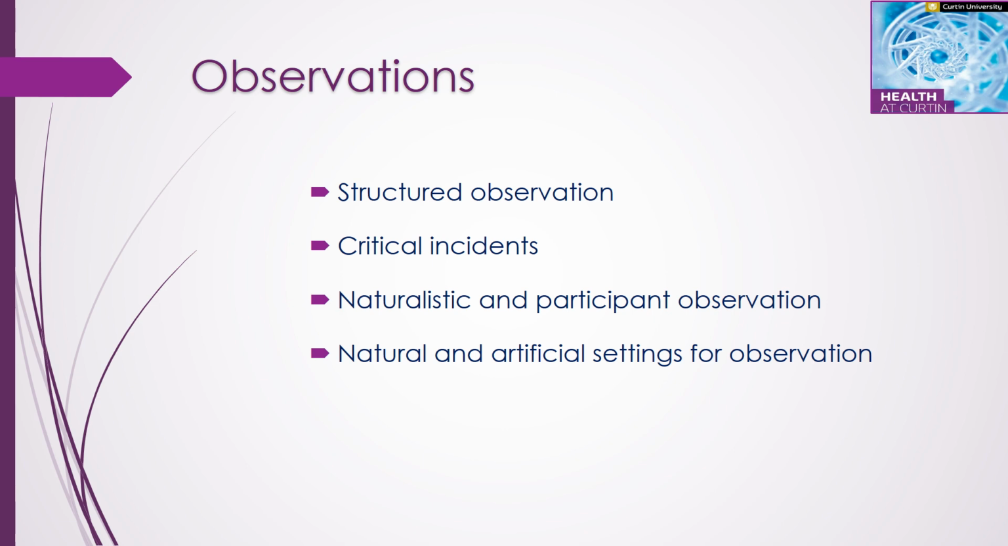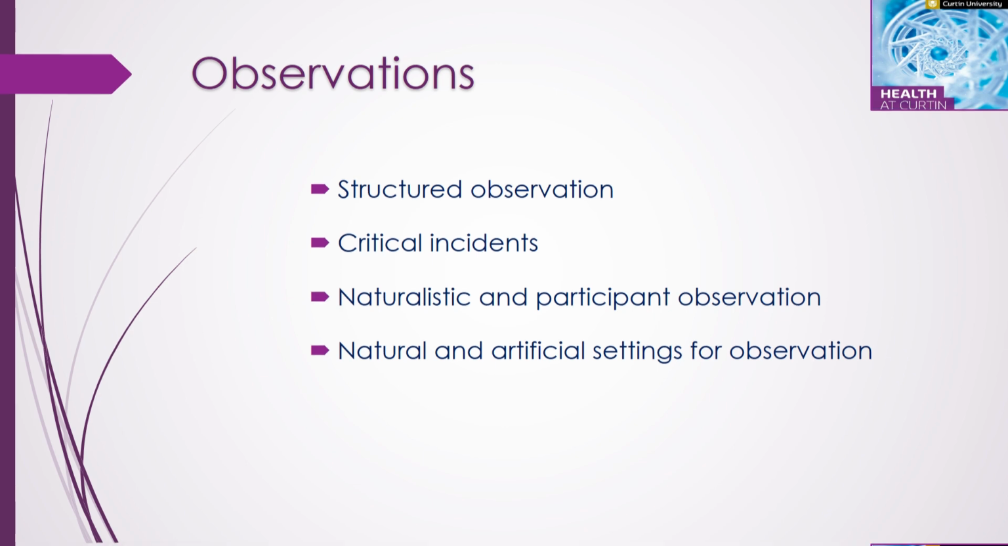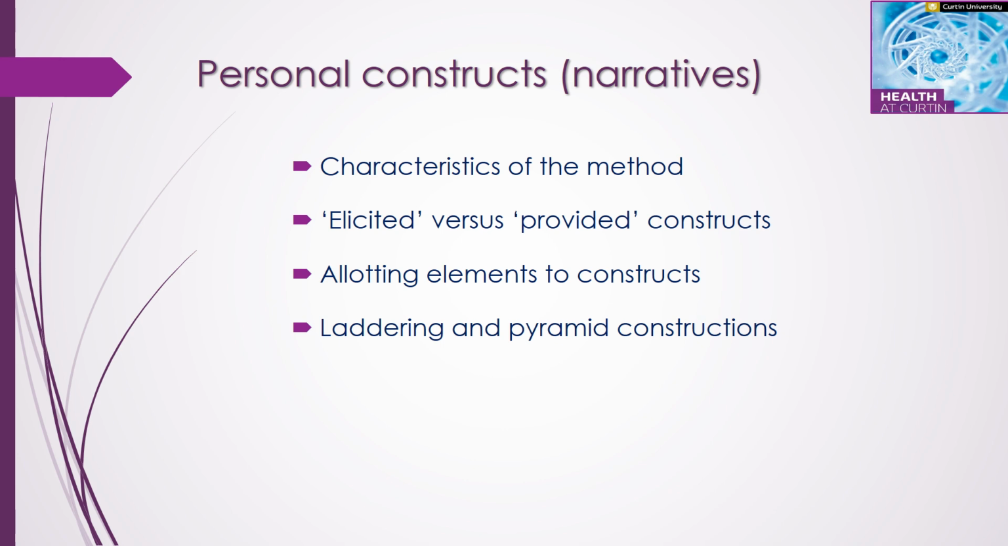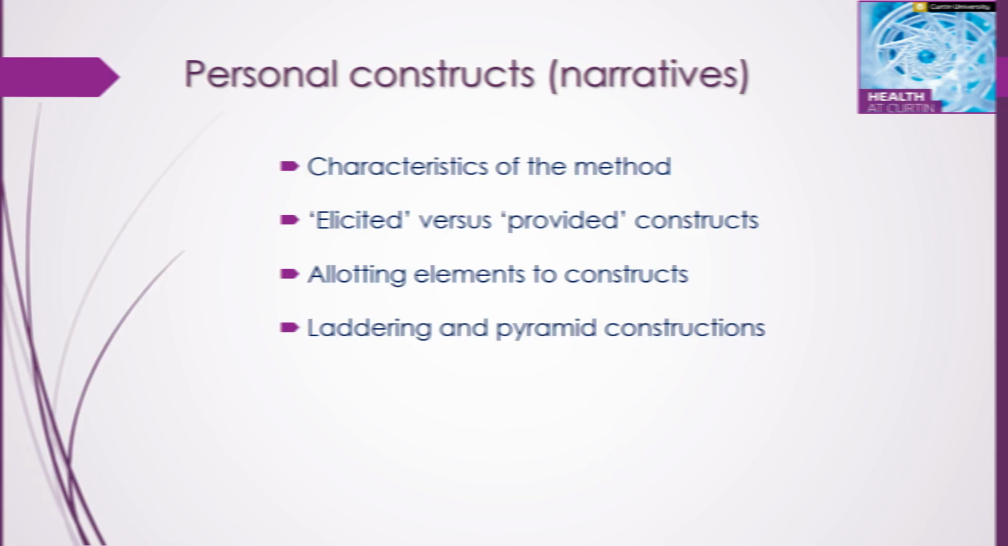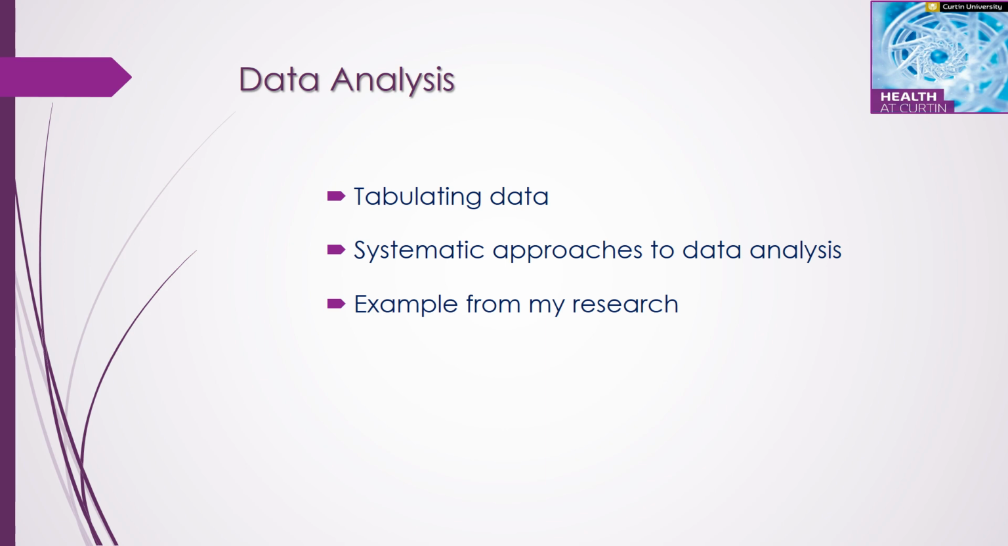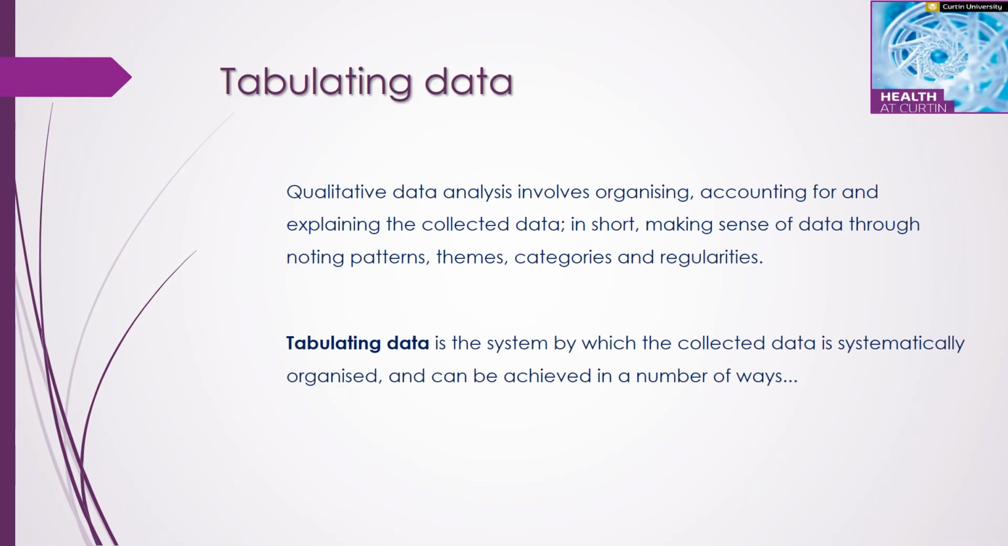Observation methods include structured observation, critical incidents, naturalistic and participant observation, and using natural or artificial settings. Personal constructs involve elicited versus provided constructs, allotting elements to constructs, and using laddering and pyramid constructions to organize narratives. Data analysis in qualitative research includes tabulating data, using systematic approaches, and can be illustrated by examples from research.